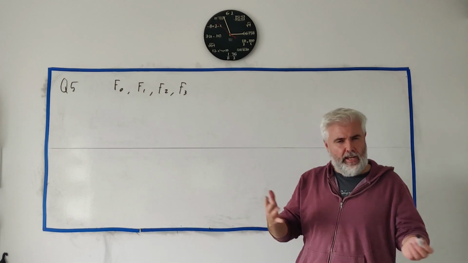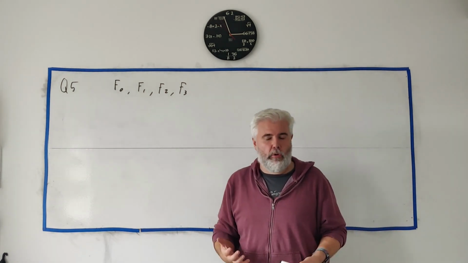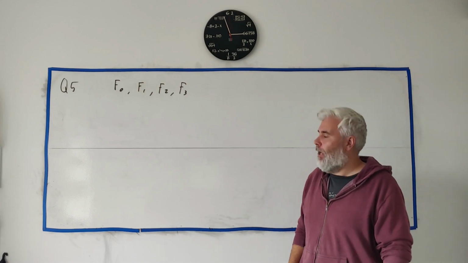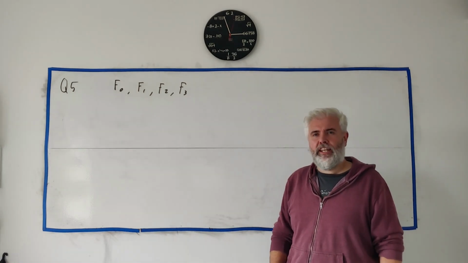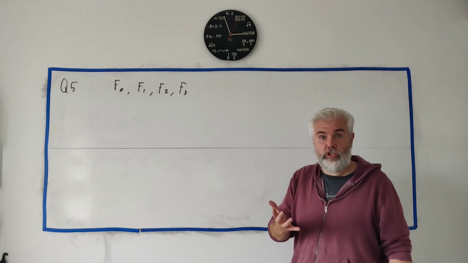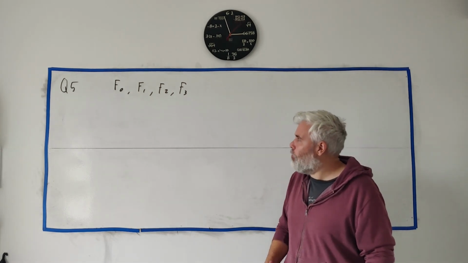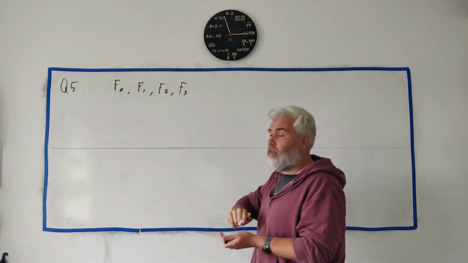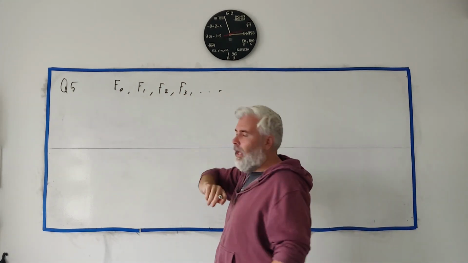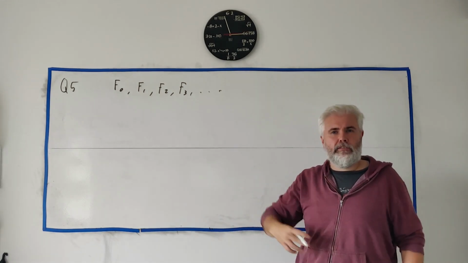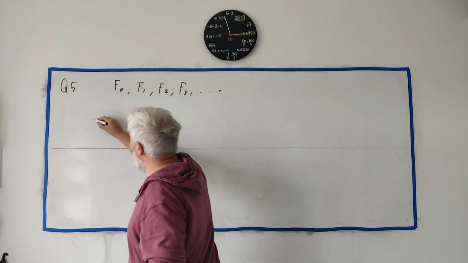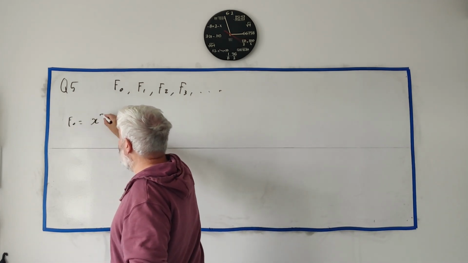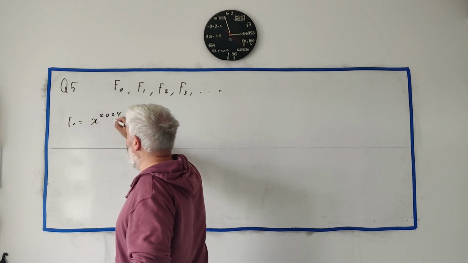Okay, part C, as is quite common, is a tricky question. Nothing you can memorize. You really need to understand what's going on to answer it. So they give us a sequence of functions, not numbers, of actual functions. f0, f1, f2, f3, and so on. It continues on here. And they tell us what they all mean. f0 just means x to the power of 2024.